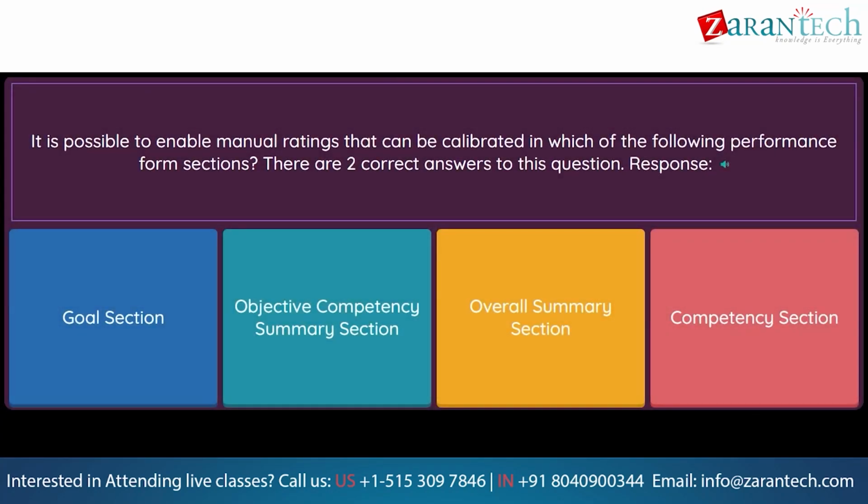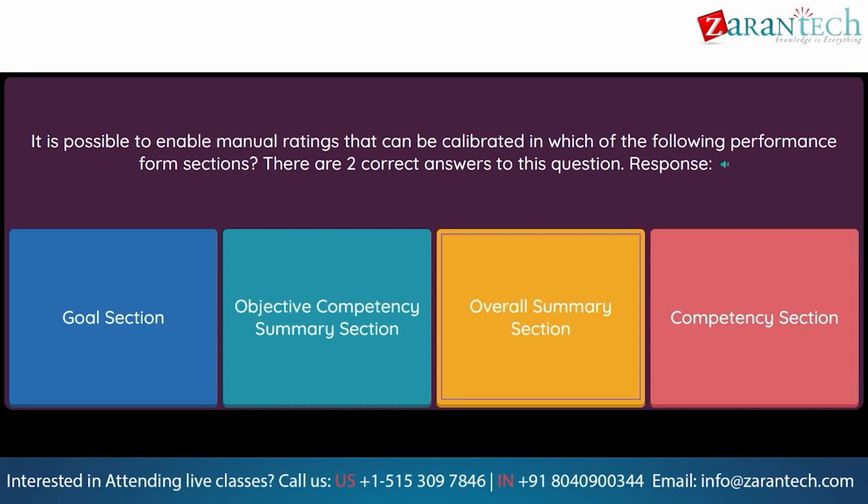Question: It is possible to enable manual ratings that can be calibrated in which of the following performance form sections? There are 2 correct answers to this question. Response. Option 1, Goal section. Option 2, Objective Competency Summary section. Option 3, Overall Summary section. Option 4, Competency section.